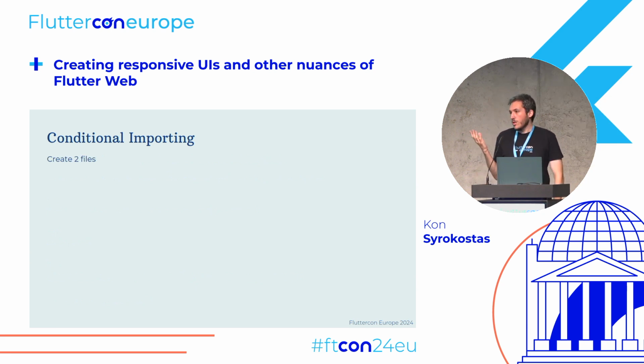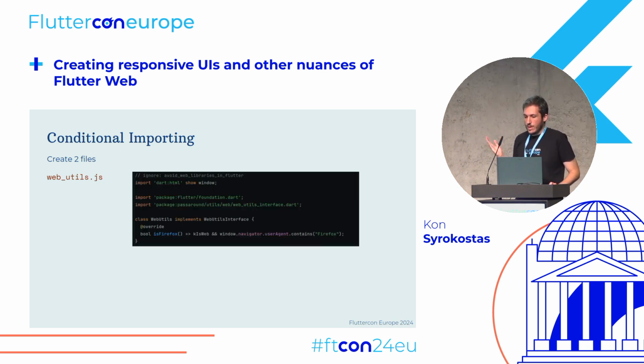The way to use conditional importing is to create at least two files. The first, let's call it web_utils.dart, will look like that. This will import the dart:html library you can see there at the top. And then it will define a class, which we're going to call WebUtils. And the function isFirefox will return true if Firefox is used.